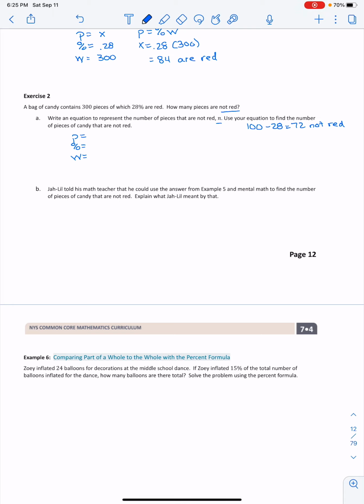So now we still have our whole is 300. Our percent now is 72. And our part is n instead of x. So now we have part, percent and whole. We replace, so we have n equals 0.72 times 300, which now in this case is 216. And these are the ones that are not red.